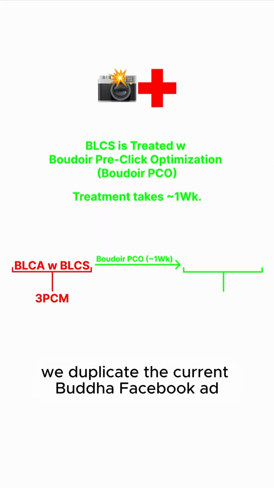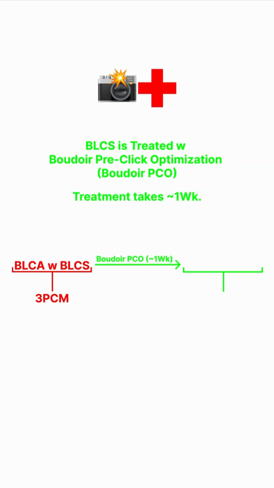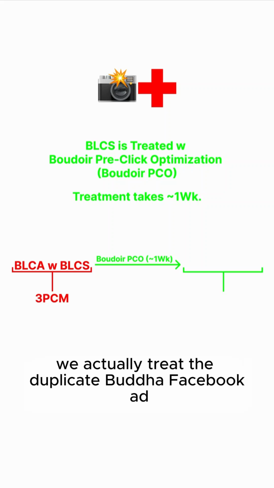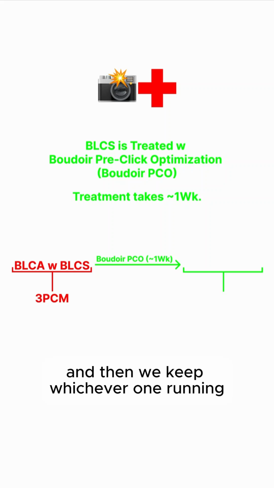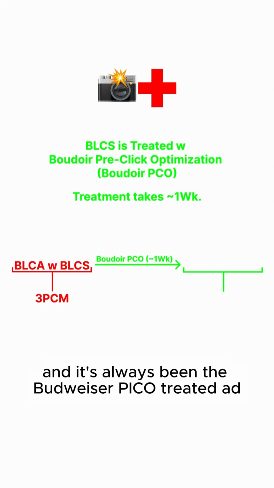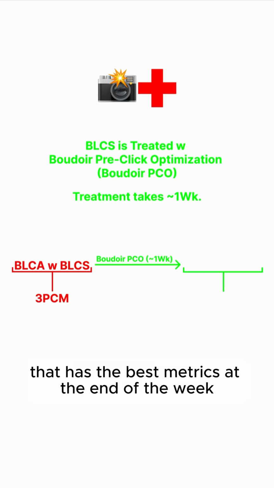What we do is we duplicate the current Boudoir Facebook ad, leave the original as it is, and treat the duplicated Boudoir Facebook ad. That takes about a week, and then we keep whichever one has the best metrics running. And it's always been the Boudoir Pico treated ad that has the best metrics at the end of a week.